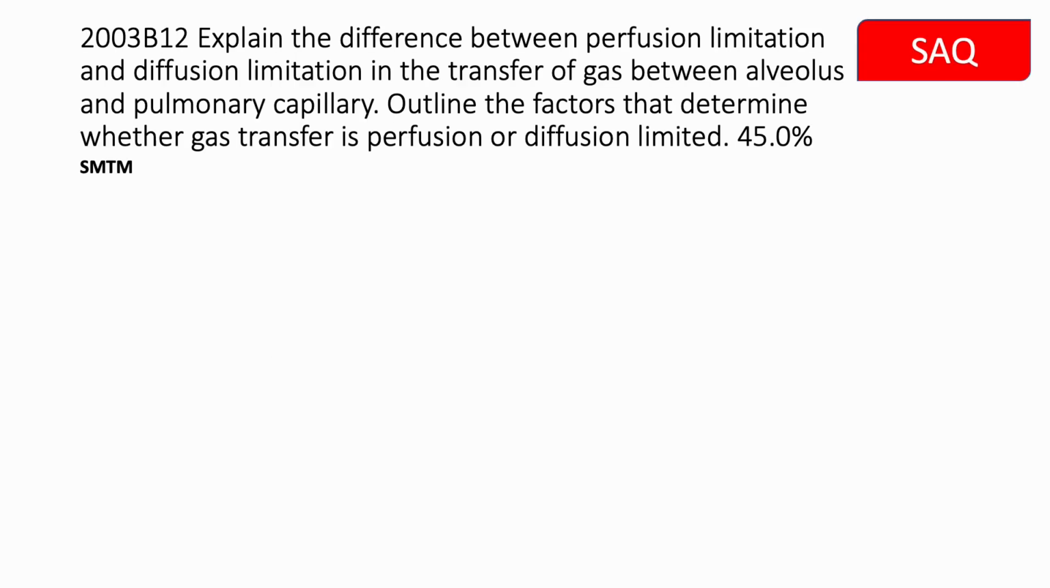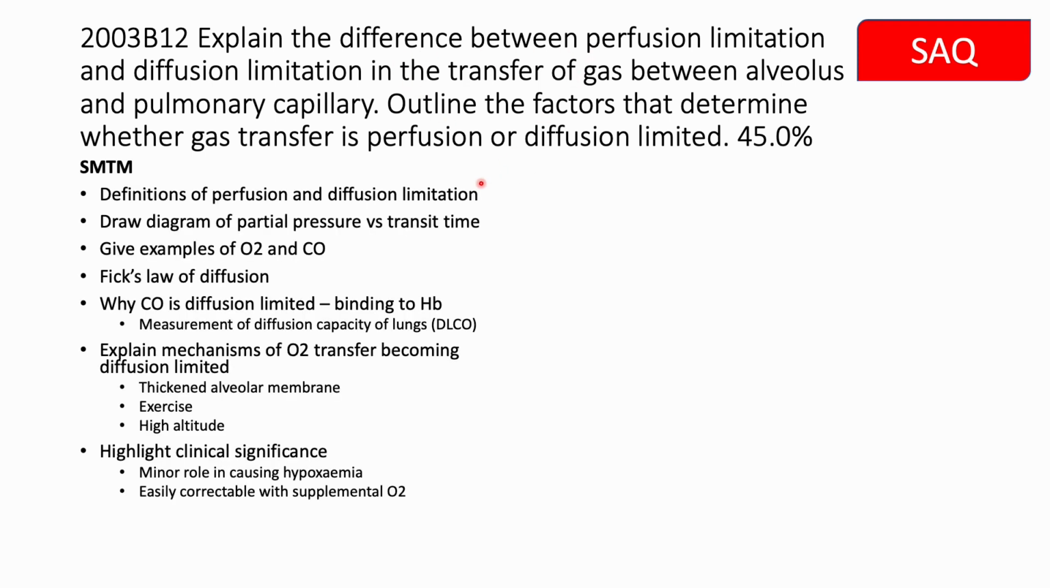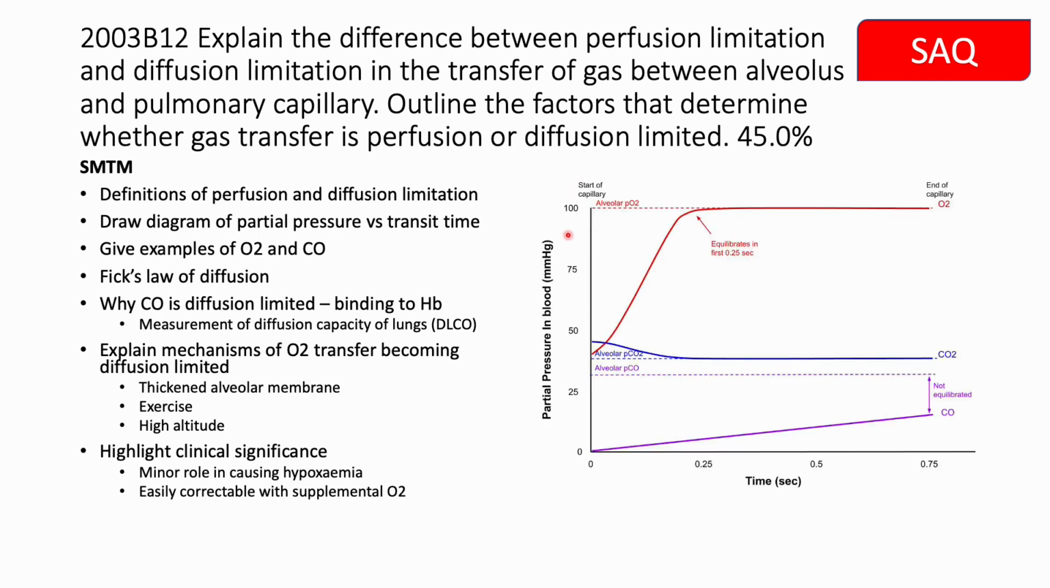With this information in mind, answering this SAQ becomes very straightforward. The first part of the question asks, what's the difference between perfusion and diffusion limitation? So you would write down your definitions and highlight that the distinguishing feature is whether the partial pressure equilibrates across the alveolar membrane or not. And you would then draw this diagram so that you can use oxygen as an example of a perfusion limited gas and carbon monoxide as an example of a diffusion limited gas.